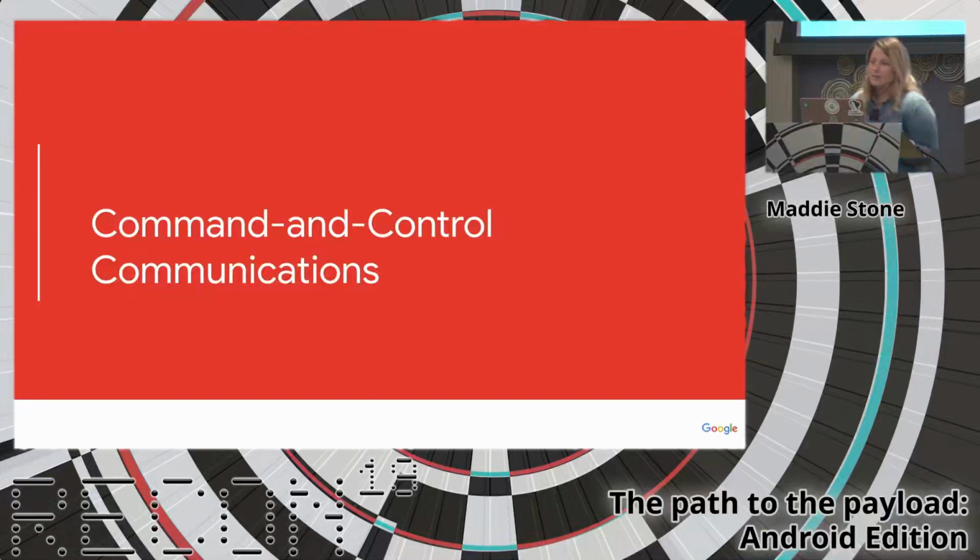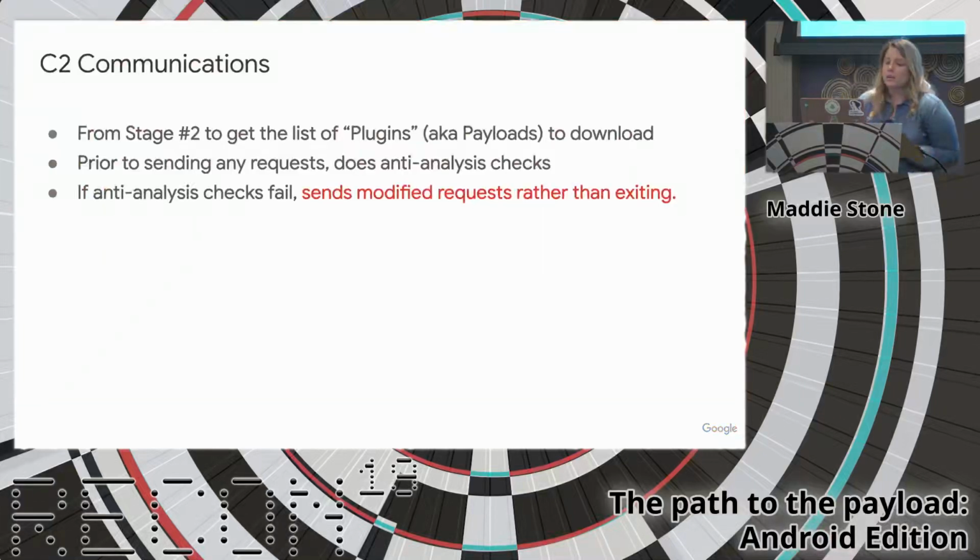So then, this is a little bit different of a stage, but they had a lot of interesting techniques that are required to get to the payloads here. So, just a quick overview, these 2 communications are considered the command and control communications coming from the stage 2, that unpack jar, because that is our framework that basically controls the whole piece of malware. So from stage 2, they interact with the command and control server in order to get the list of plugins, but prior to sending any of those HTTP requests, they do anti-analysis checks.